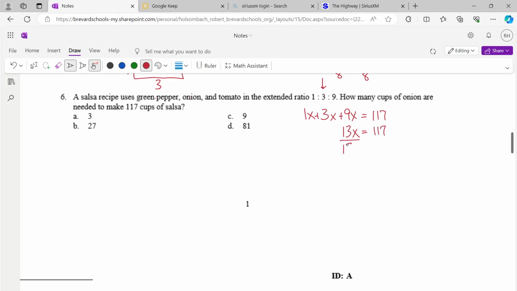And divide each side by 13. And we get an x, which again is our multiplier. So 117 divided by 13 is equal to 9. 9 is our multiplier. So our onions are equal to 3 times 9. And 3 times 9 would be 27 cups. So answer choice B.